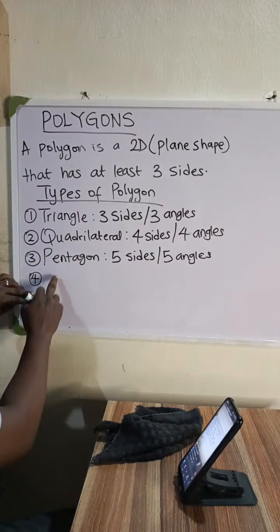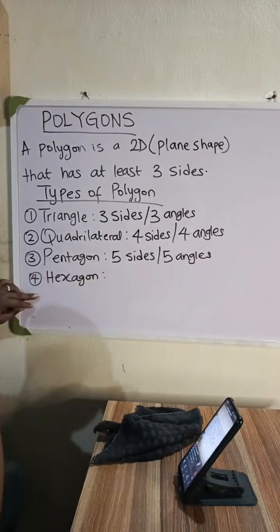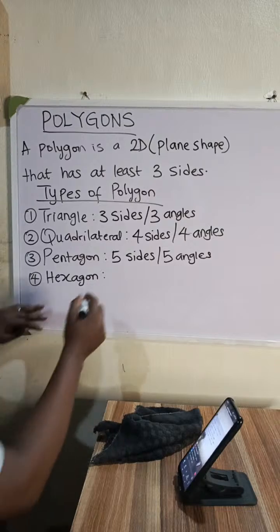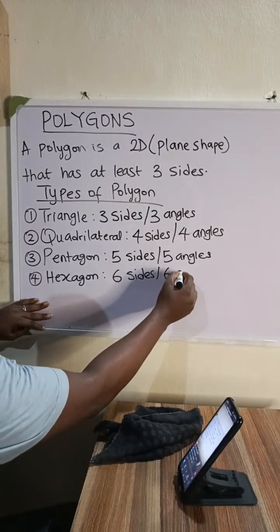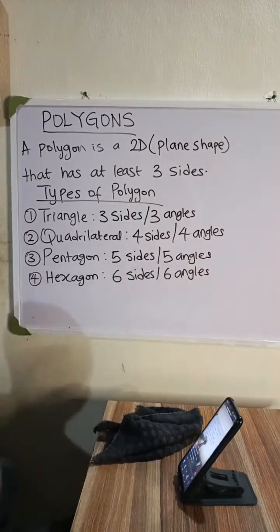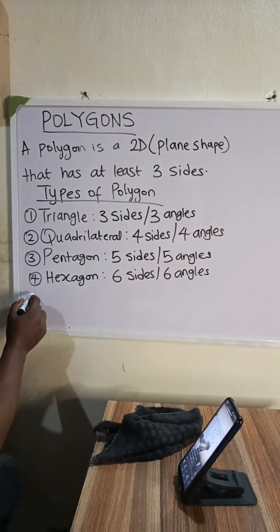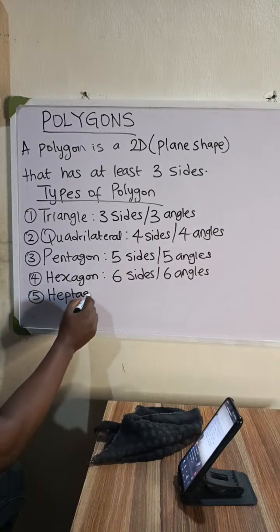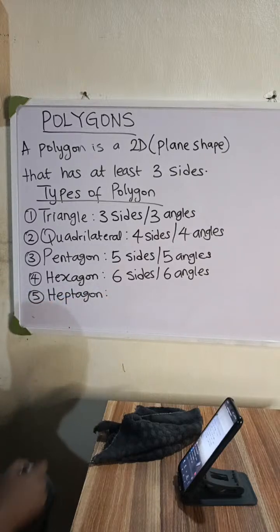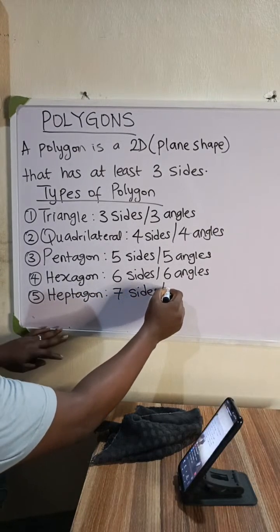The next is number 4, which is a hexagon, sorry. A hexagon has 6 sides, 6 angles. So this is just an introduction actually. You need to know a little bit about the topic before we start solving questions. And then 5, we have heptagon. A heptagon has 7 sides, 7 angles.